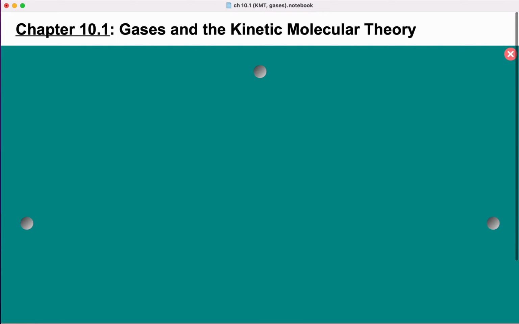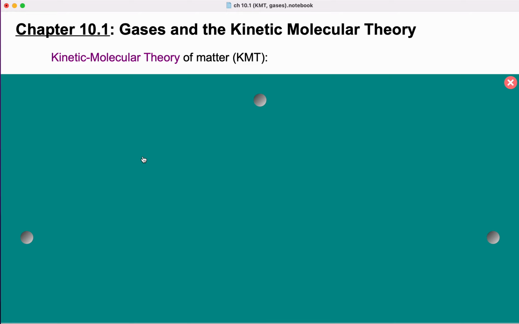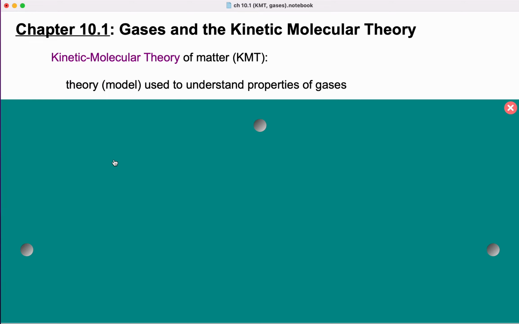So, let's begin with our first section of Chapter 10 on gases and the kinetic molecular theory. Now, we learned earlier in the year what a theory is. A theory is a model that we use to explain observed properties of the universe. And in this unit, we're going to be using a theory which is called the kinetic molecular theory of matter, sometimes abbreviated KMT. And this is a theory model that we're going to use to understand the properties of gases.